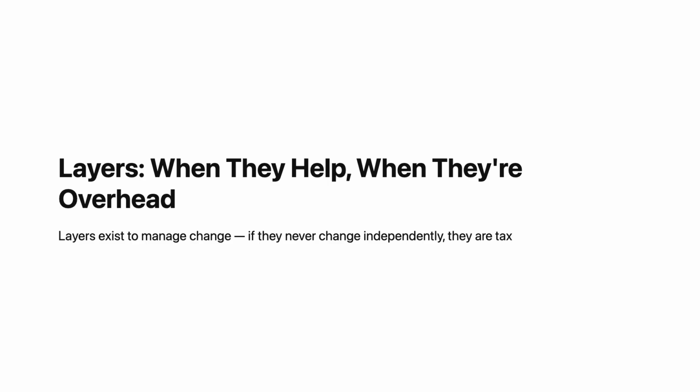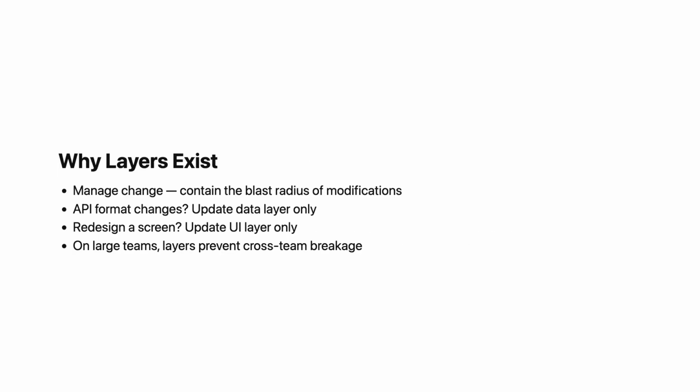They manage change. When your API response format changes, you want to update your data layer without touching your UI. When your design team redesigns a screen, you want to update your UI without touching your business logic. Layers create boundaries, and boundaries contain the blast radius of change. If your API returns a new field, ideally you update one mapper and one model in your data layer, and everything above it is unaffected. That is the promise. And when it works, it is genuinely powerful.